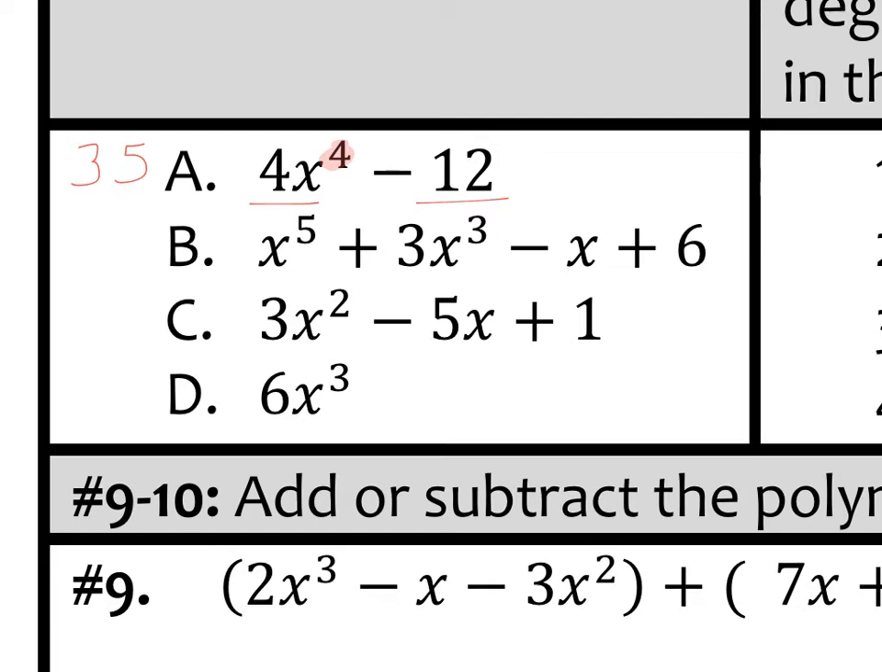Let's look at B. For B, we look for the biggest exponent. It is a 5, so 5th degree, that is number 4. And then we look for how many terms. 1, 2, 3, 4 terms. Binomial means 2, polynomial means 4, monomial means 1, and trinomial means 3. So we're going to use the word polynomial for this since it is 4 or more terms. That is number 6.